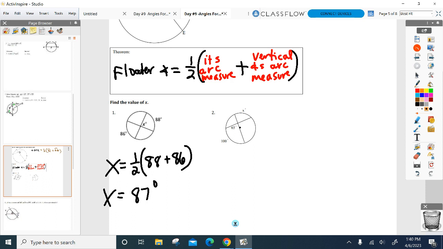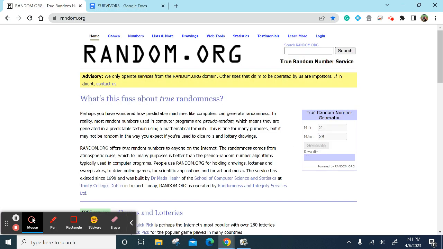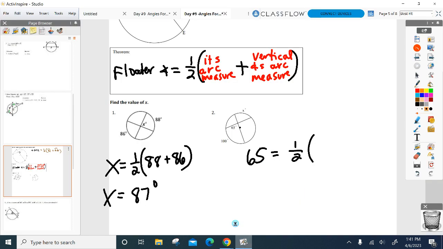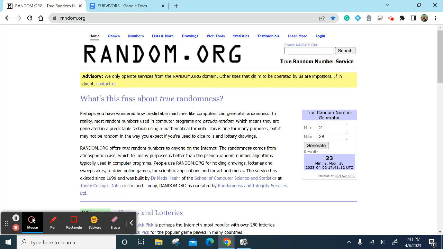That's a basic one. Now we up it a little bit with difficulty. Now I want to find the arc if I know the floater angle is 65. And are we good on why 65 is a floater versus central versus inscribed? All right, good. So 65, the floater, is equal to 1/2. Name the arc that belongs to 65. 100. Plus, what's its vertical angle's arc?